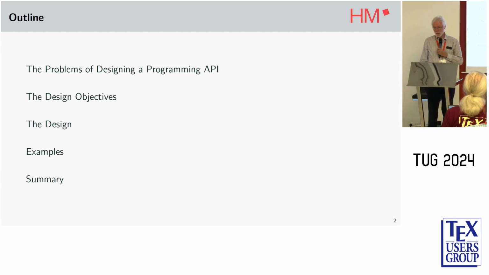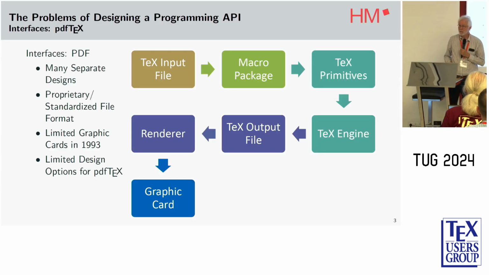Okay, this is what I try to do. I try to elaborate my problems when designing a program API for colors, then my design objectives, the design, and some examples.